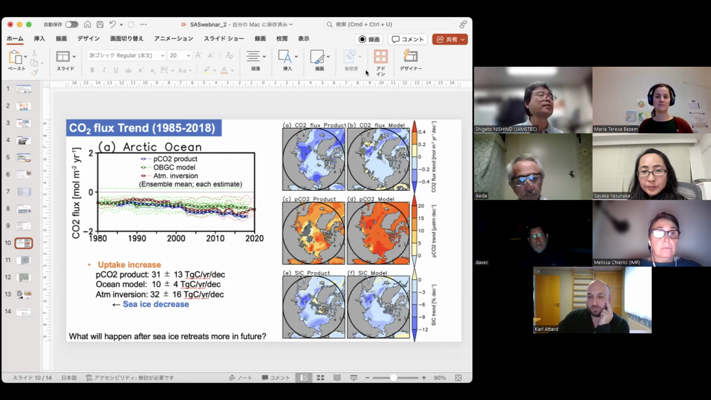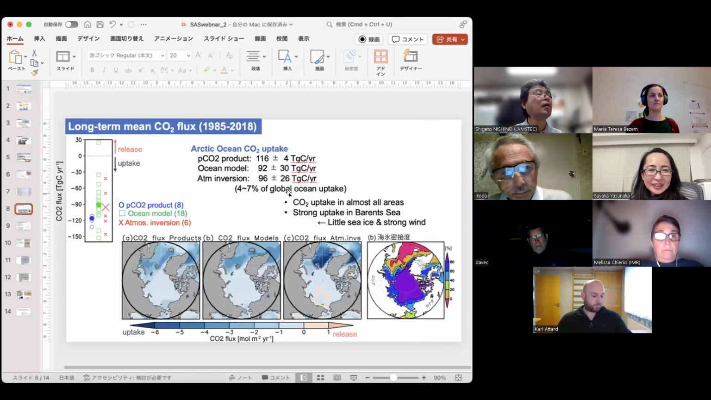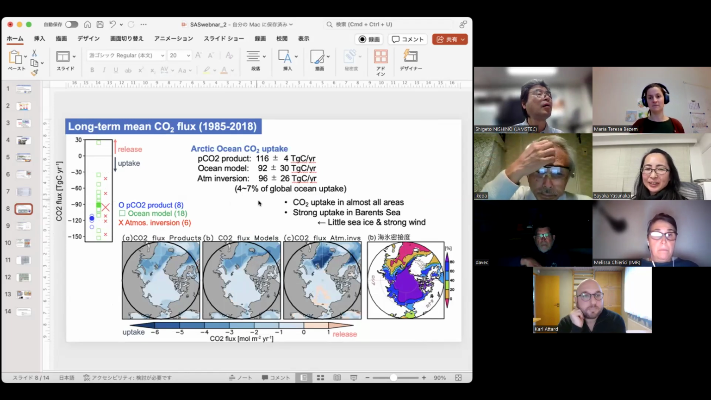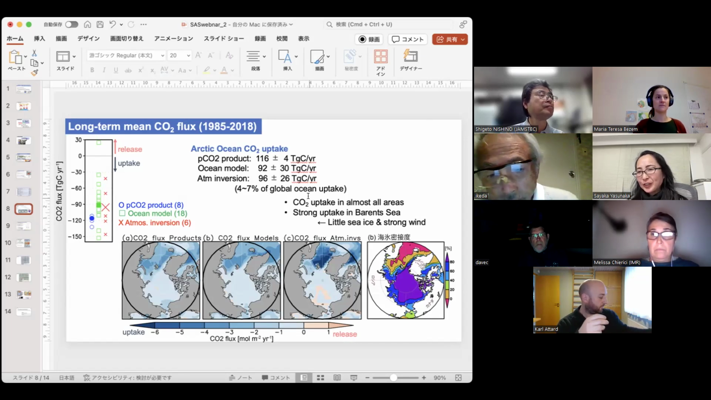David has a question, so I will raise it. The recent global carbon budget, at very low spatial resolution, suggests the Arctic Ocean is a CO2 sink. Do you agree? Yes, that is very consistent with our result. Our result shows Arctic Ocean CO2 uptake at a rate of 4 to 7% of global ocean CO2 uptake. So we totally agree.